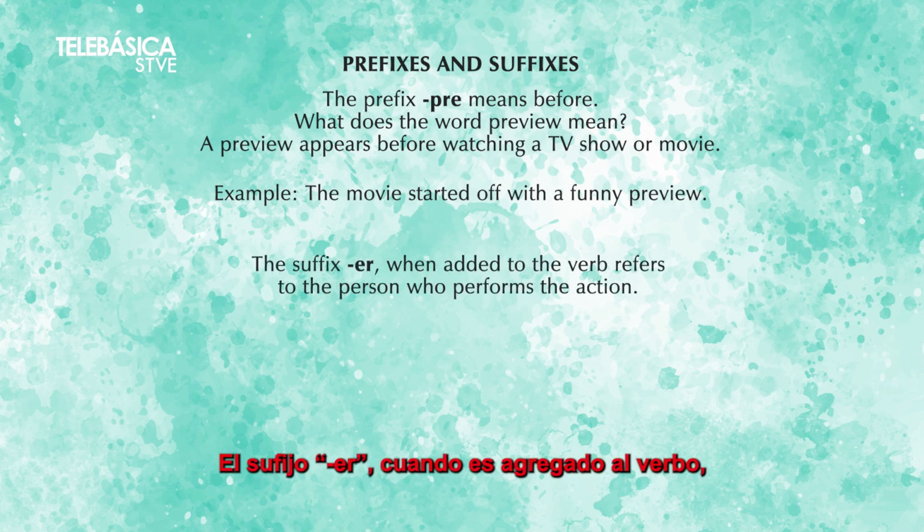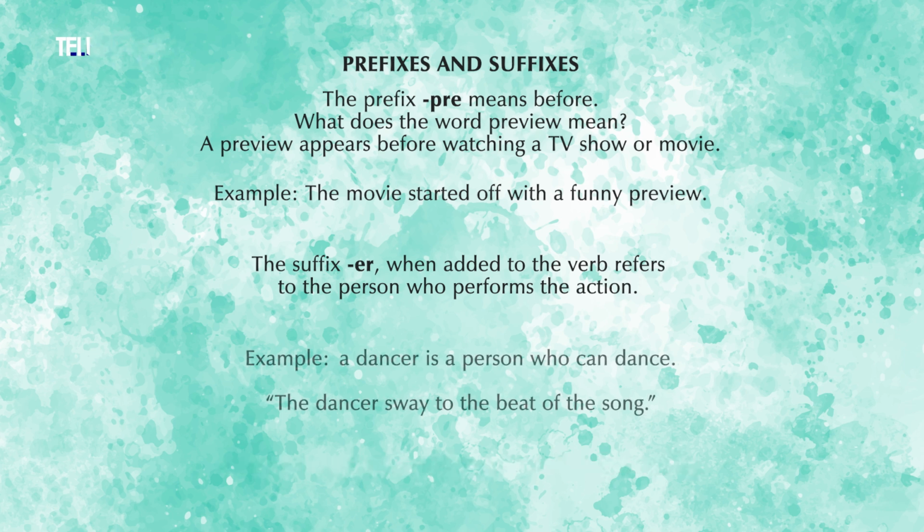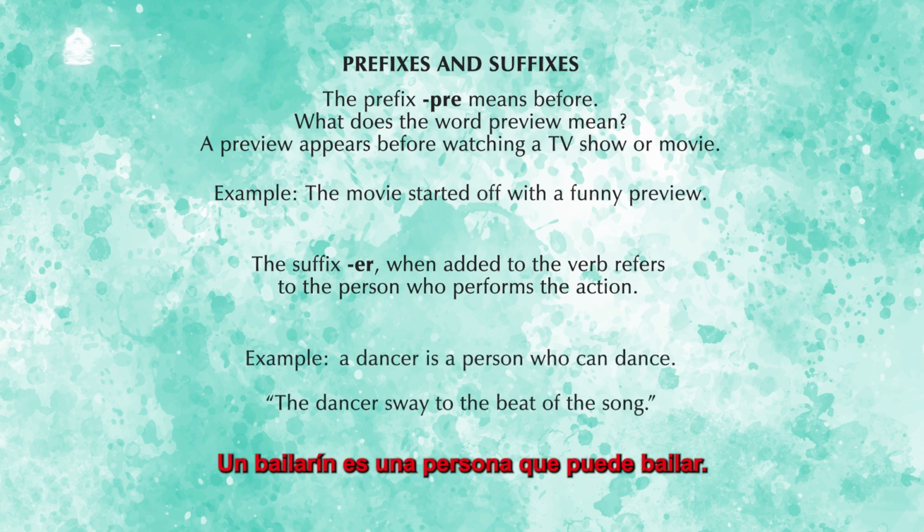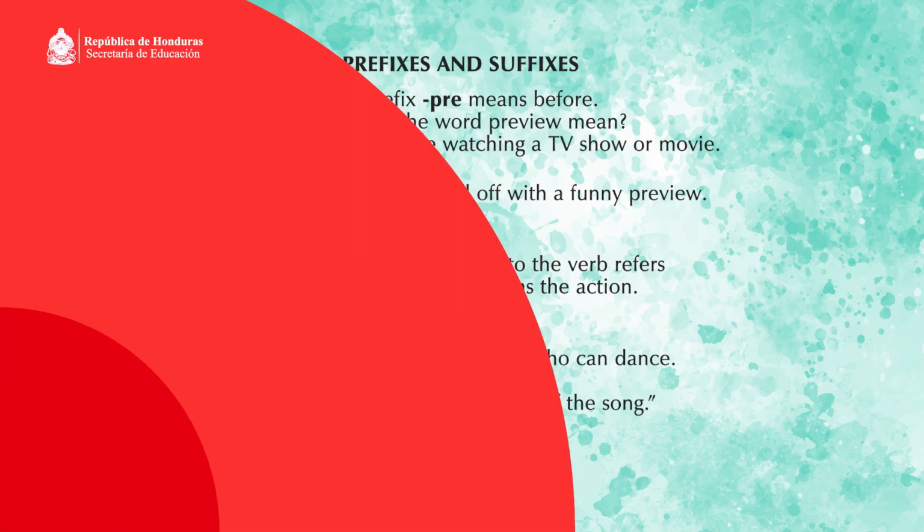The suffix er, when added to a verb, refers to the person who performs the action. For example, a dancer is a person who can dance. The dancer swayed to the beat of the song.